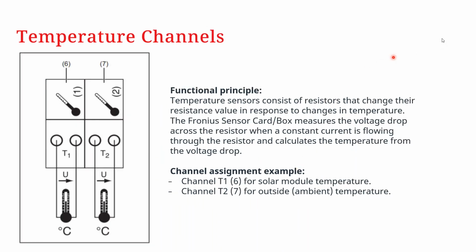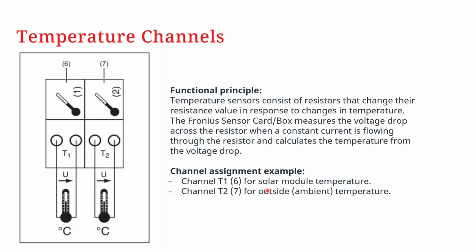So the temperature sensor, on the other hand: if you look at the design of the PT1000 sensors, they consist of some resistors inside whose resistance value changes in response to changes in temperature. Therefore, to read out this data, the Fronius sensor card or box measures the voltage drop across the resistor when a constant current is flowing through it, and calculates the temperature from this voltage drop.